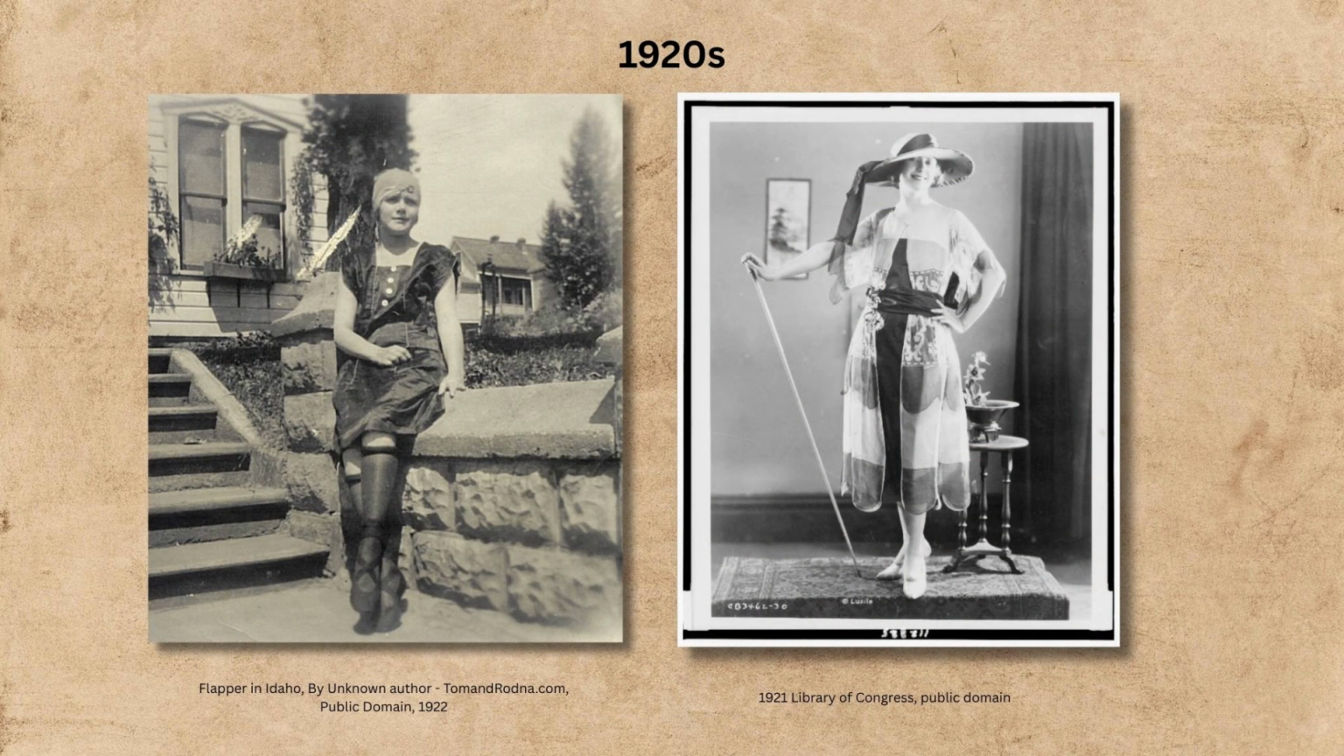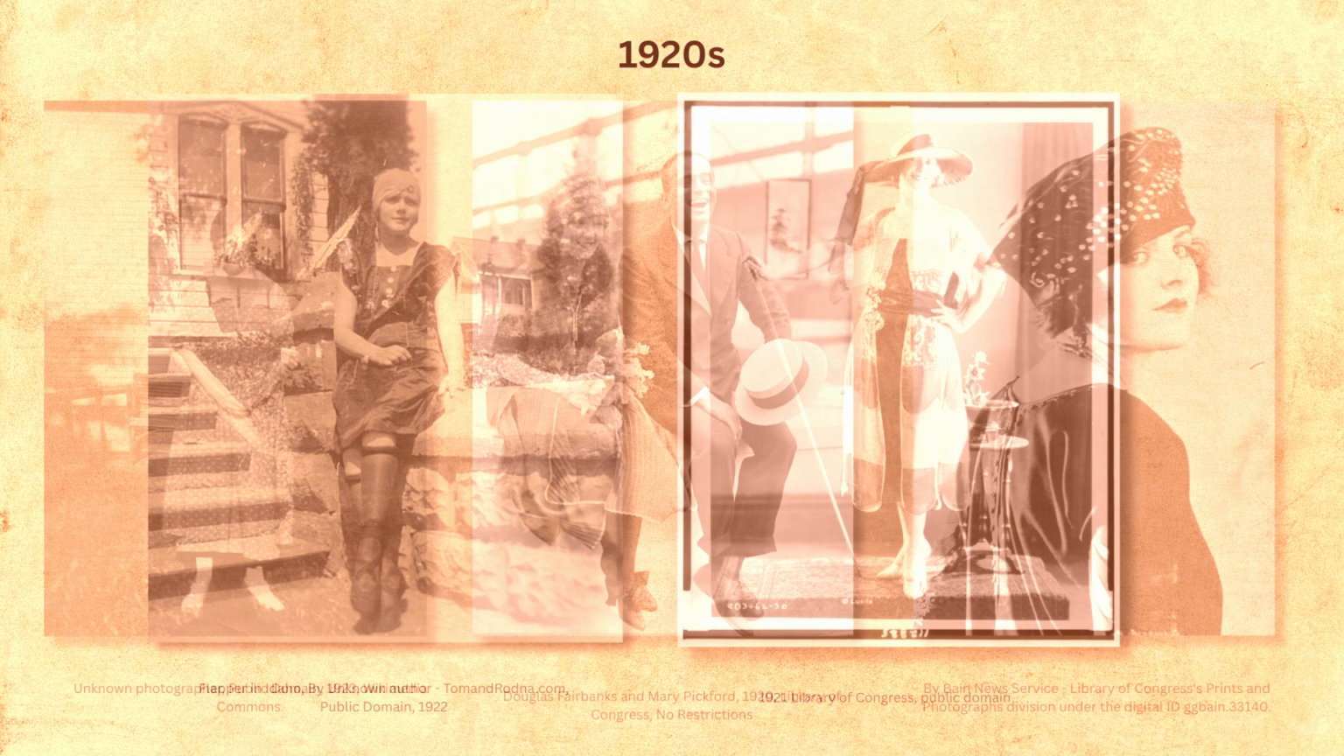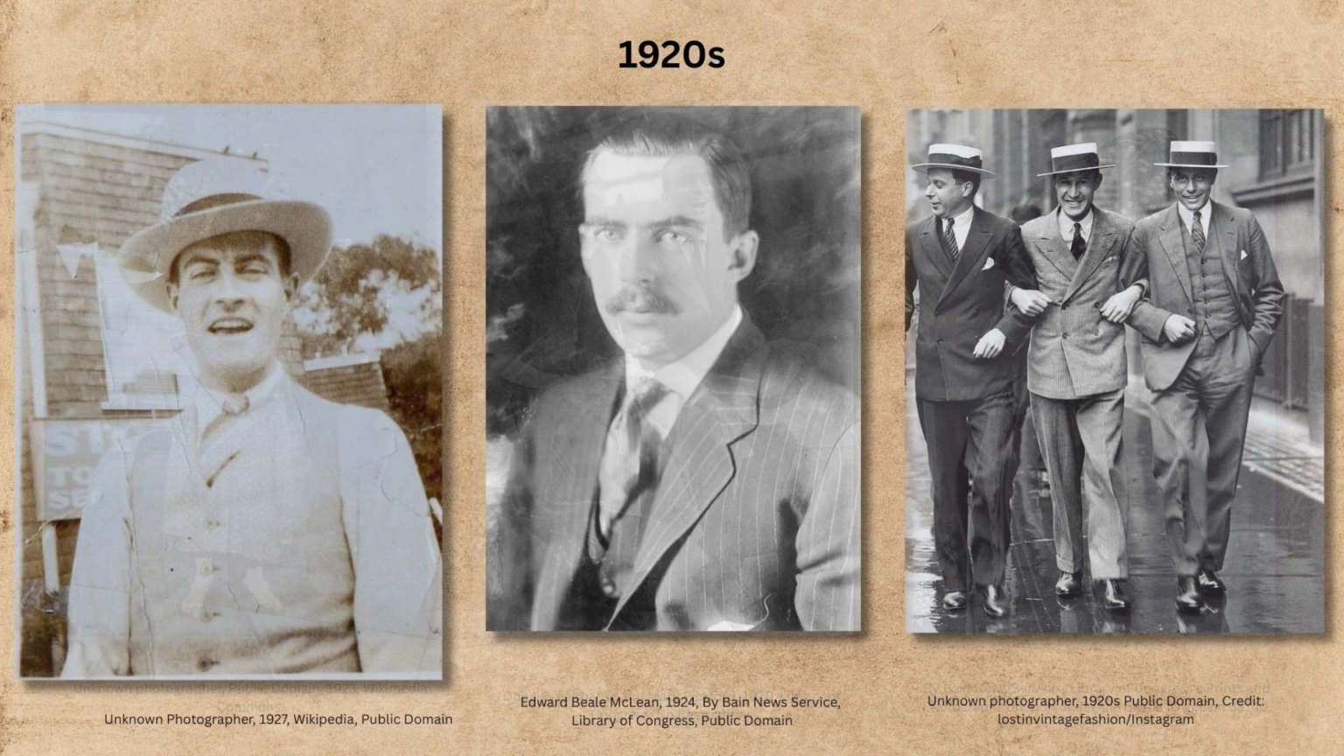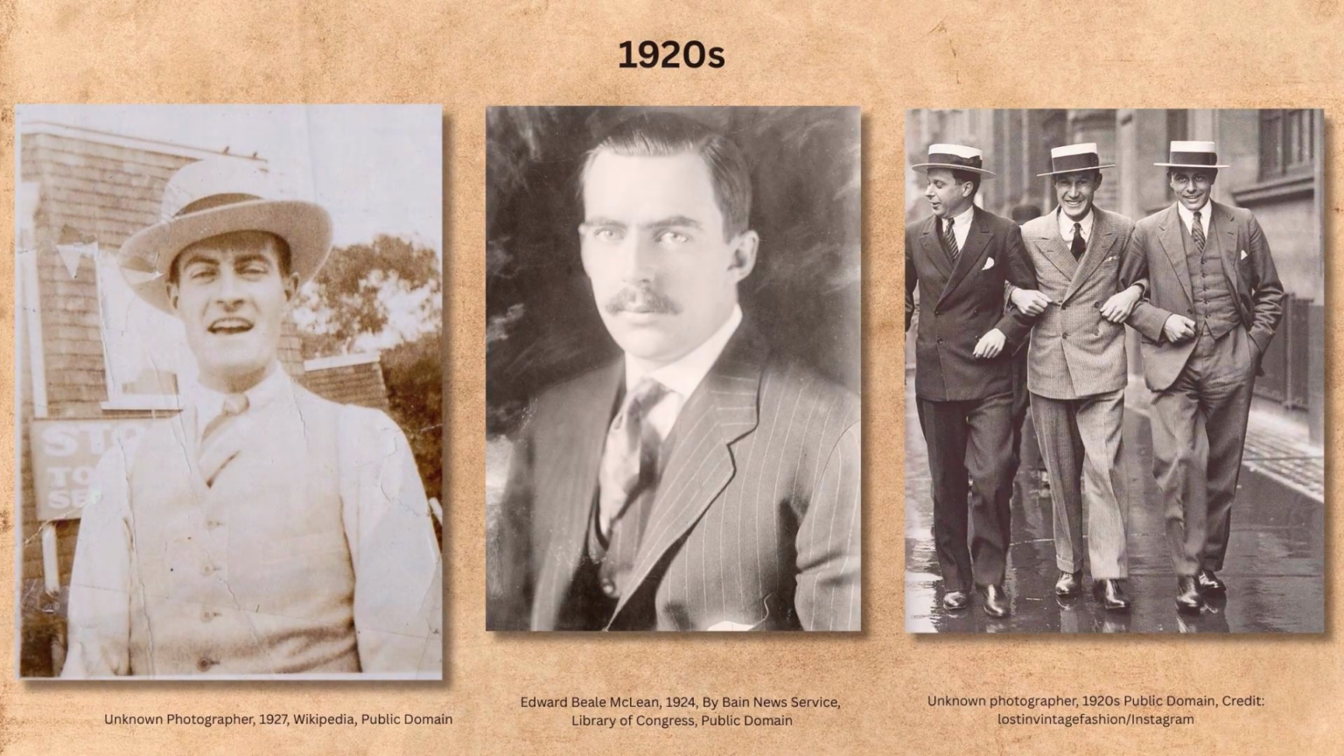The 1920s are easy to spot. Women wore shorter dresses, straight flapper silhouettes, dropped waists, and bobbed hair. Makeup and long beaded necklaces appear in portraits. For men, slim suits with wide lapels, slicked-back hair, and fedoras or flat caps. Almost everyone was clean-shaven.